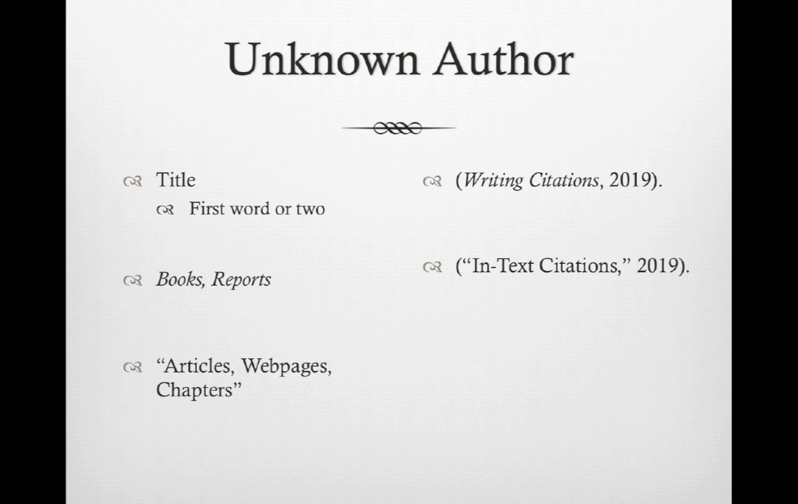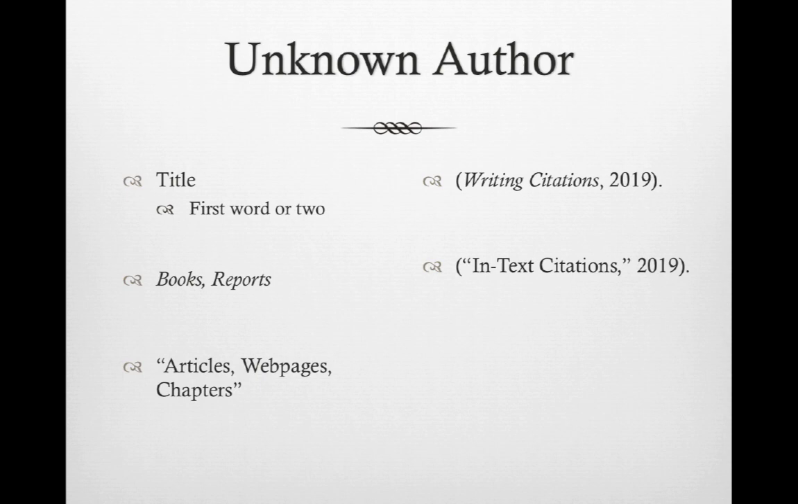What if you don't know who the author is? If you don't know the author of a publication, you can use a shortened version of the title in its place. You just want to use the first word or two of the title, or the most important words. For example, if the first word of the title is "the," you really wouldn't use that.